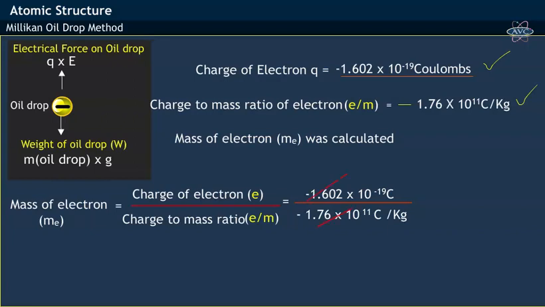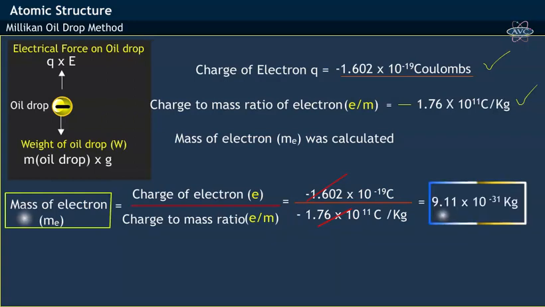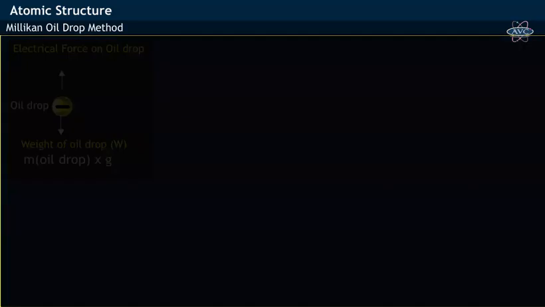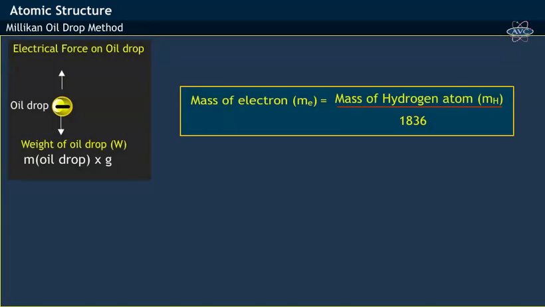On further calculation, the mass of the electron was found to have a value of 9.11 times 10 to the power of minus 31 kilograms. It was also found that the electron was about 1836 times lighter than the hydrogen atom, as shown by the equation.